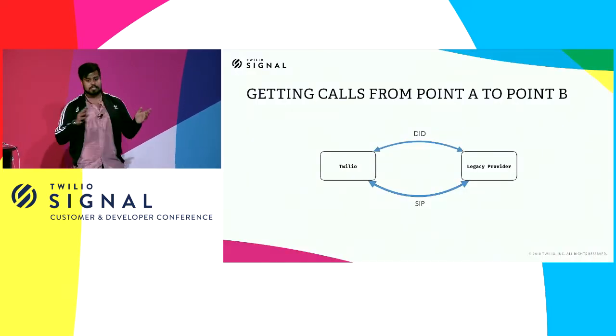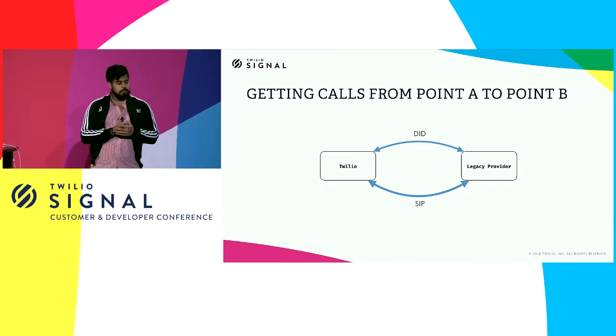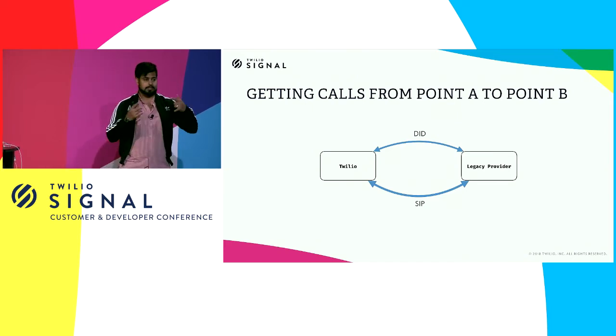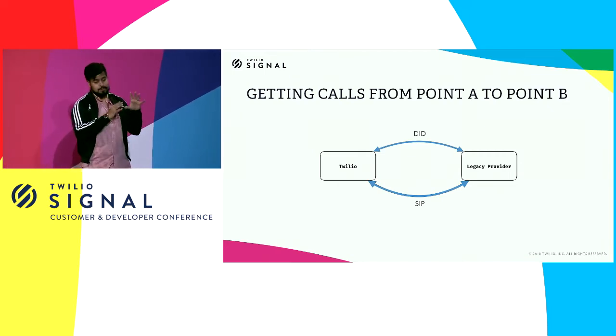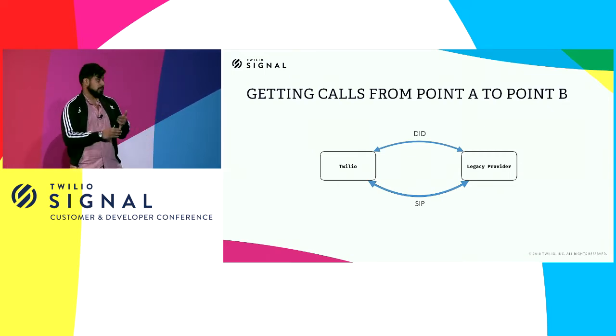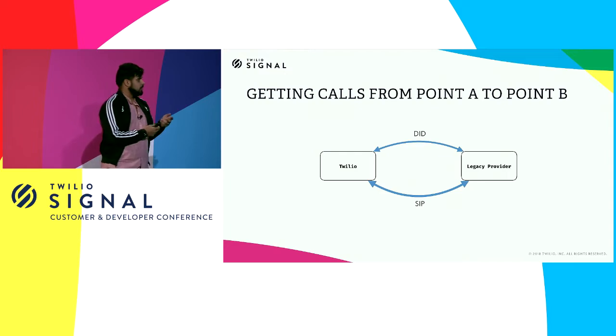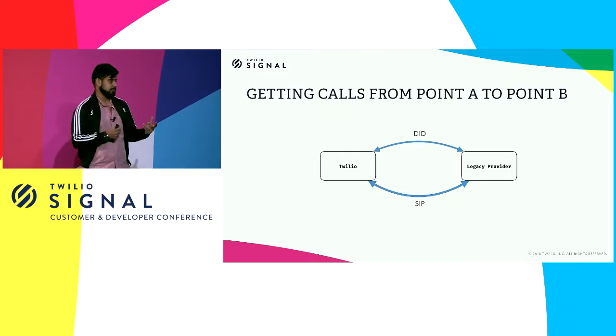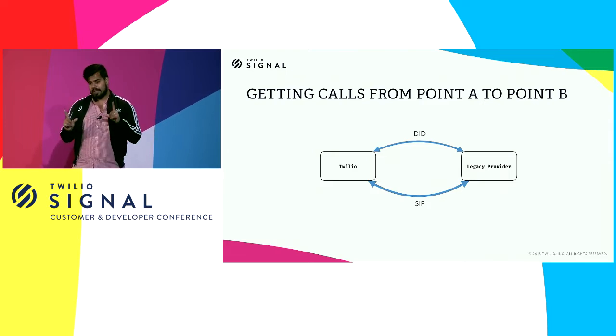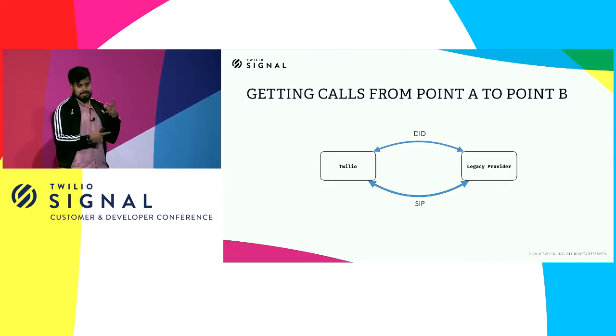Trick question. It's not actually a huge decision. You have really 2 options in order to get calls between Twilio and your legacy provider. The first one is sending those calls over DID, and the second is sending those calls over SIP. In almost every single case, it makes more sense to send those calls over SIP. It's cheaper, it's more reliable, and there's a couple of cool tricks that you can do from a SIP perspective.